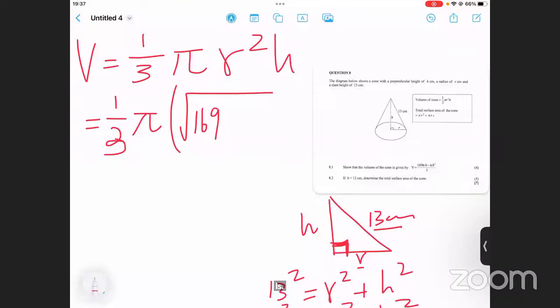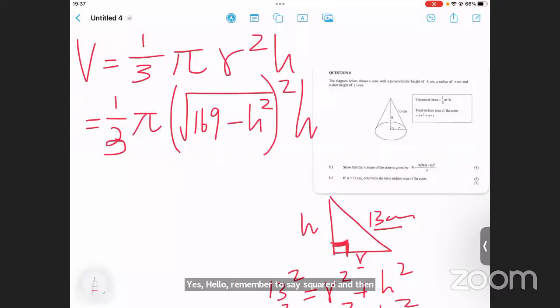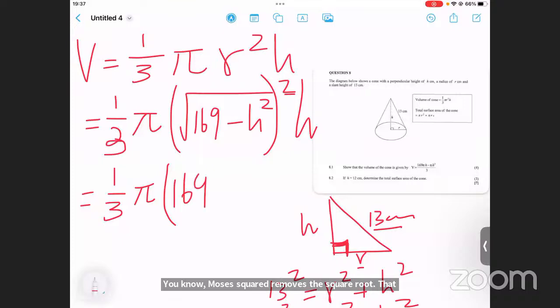And then, what are we having? Oh, yes. Now it's minus h squared, close. Remember to say squared and then remember to say h, because the whole of this is your r. You just need to remember that one. Then from there, we still have our 1/3, we have pi. You know the square removes the square root. So that means we have 169 minus h squared, close, and then you have h.